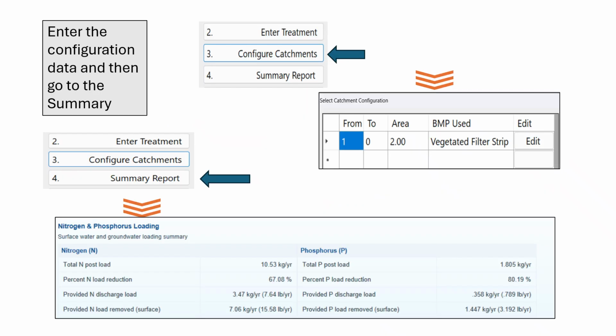Enter the configuration data, which includes the routing and BMP selection. Once that's complete, navigate to the summary section to enter the summary data. For this highway, the vegetated filter strip meets the percent removal required by the environmental resource permit. When calculating the BMAP credit, the total nitrogen comes out to 7.64 pounds per year, and the total phosphorus is 0.789 pounds per year. Make sure to save your project data before moving on.